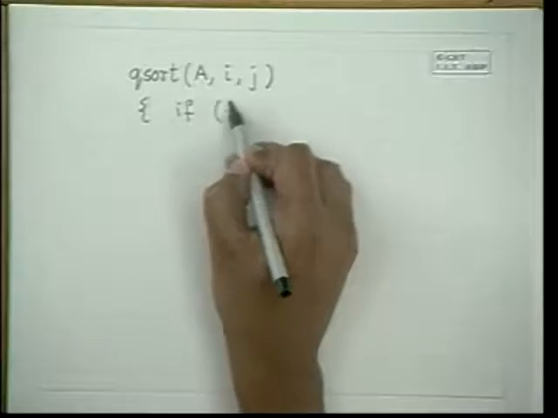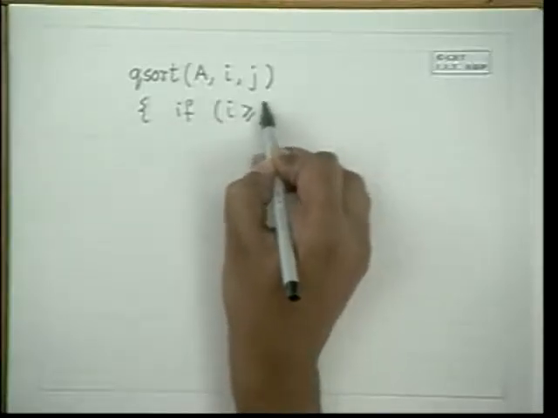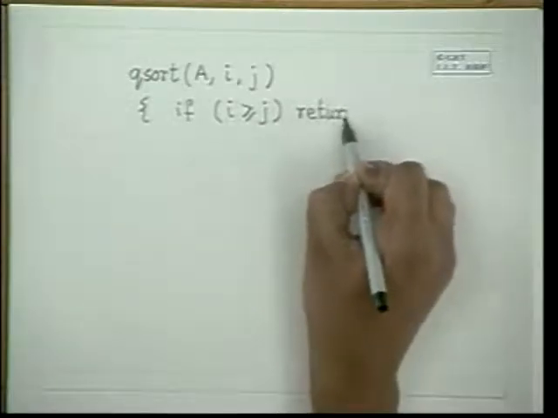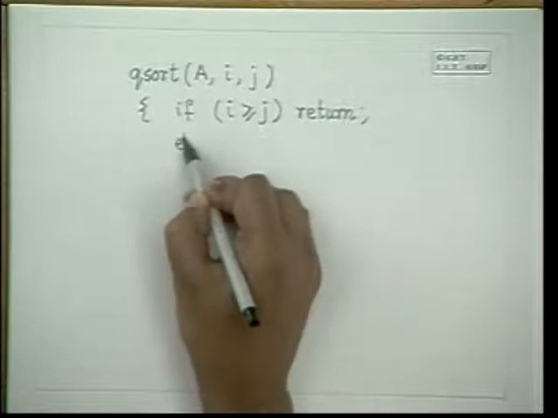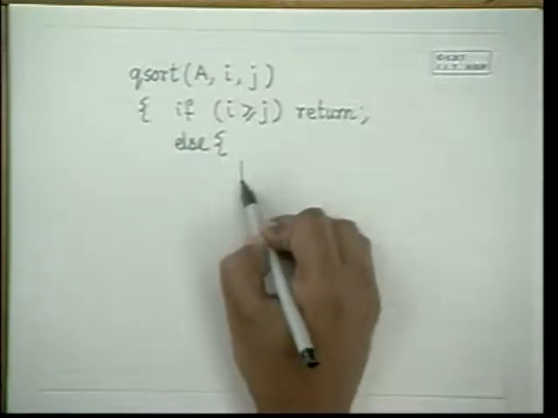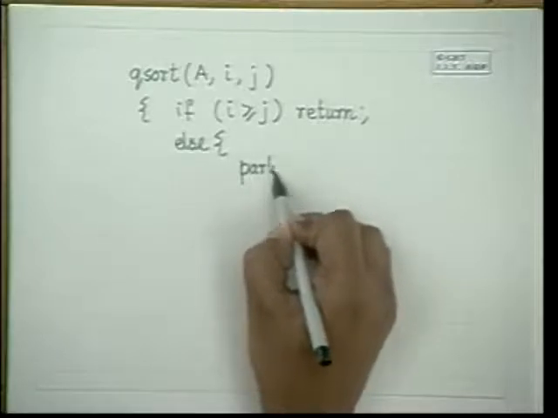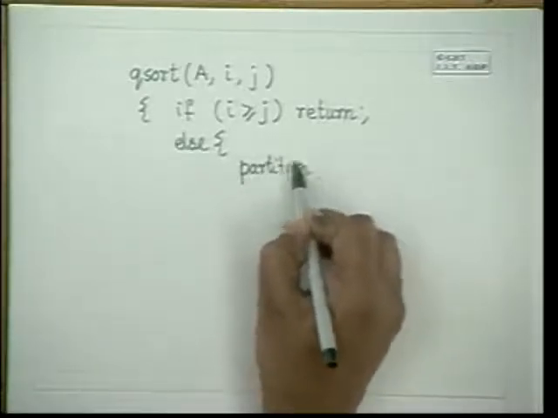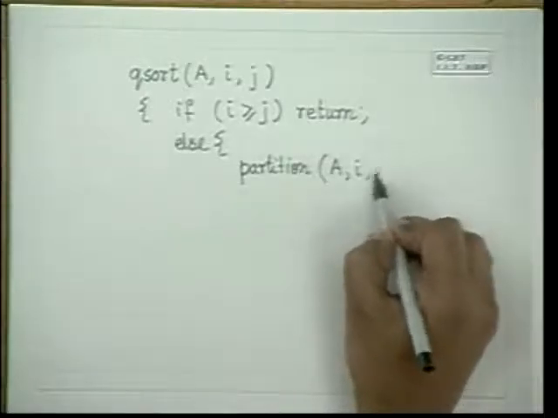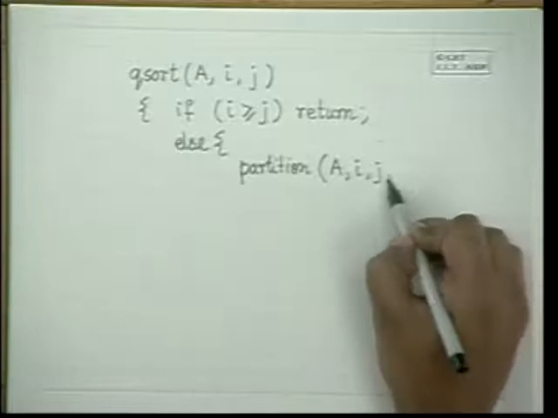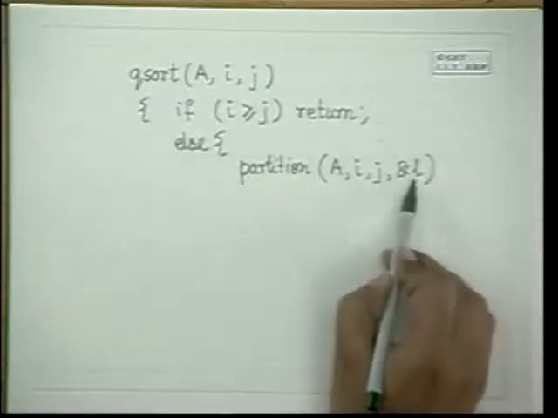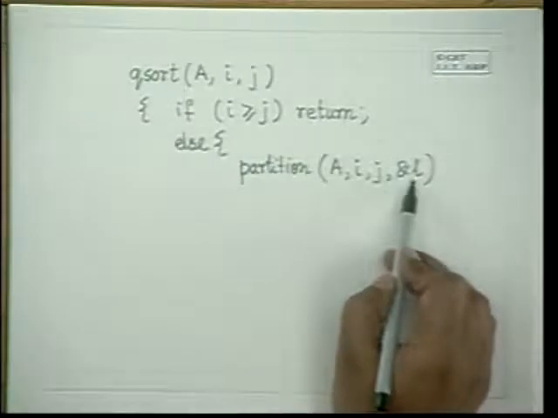If I is greater than or equal to j, return. Else, partition A, and the list has to be denoted, so from I to j, and say where the list is partitioned is returned in L.